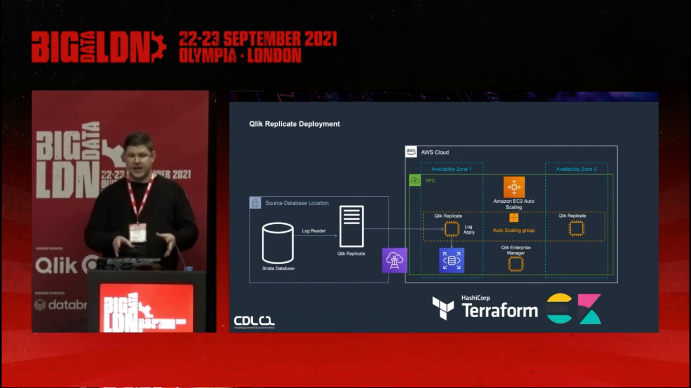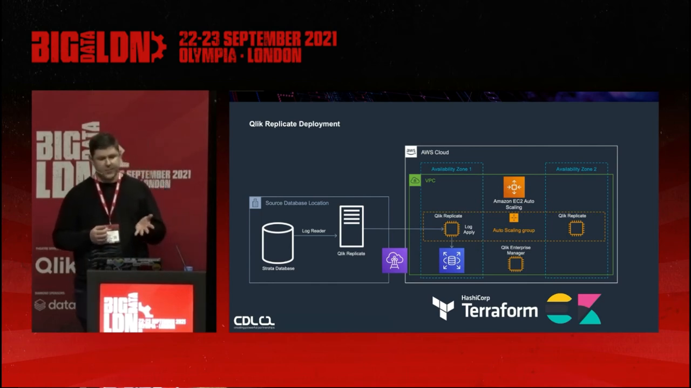So deploying Qlik in our AWS account, we need a few things. Of course, we need the source database. We need the Qlik Replicate product itself. We use a management layer on top of that called Qlik Enterprise Manager. Obviously, we also need the target database, AWS RDS in this case. And all these components have to communicate with each other, so we apply the appropriate AWS security groups.